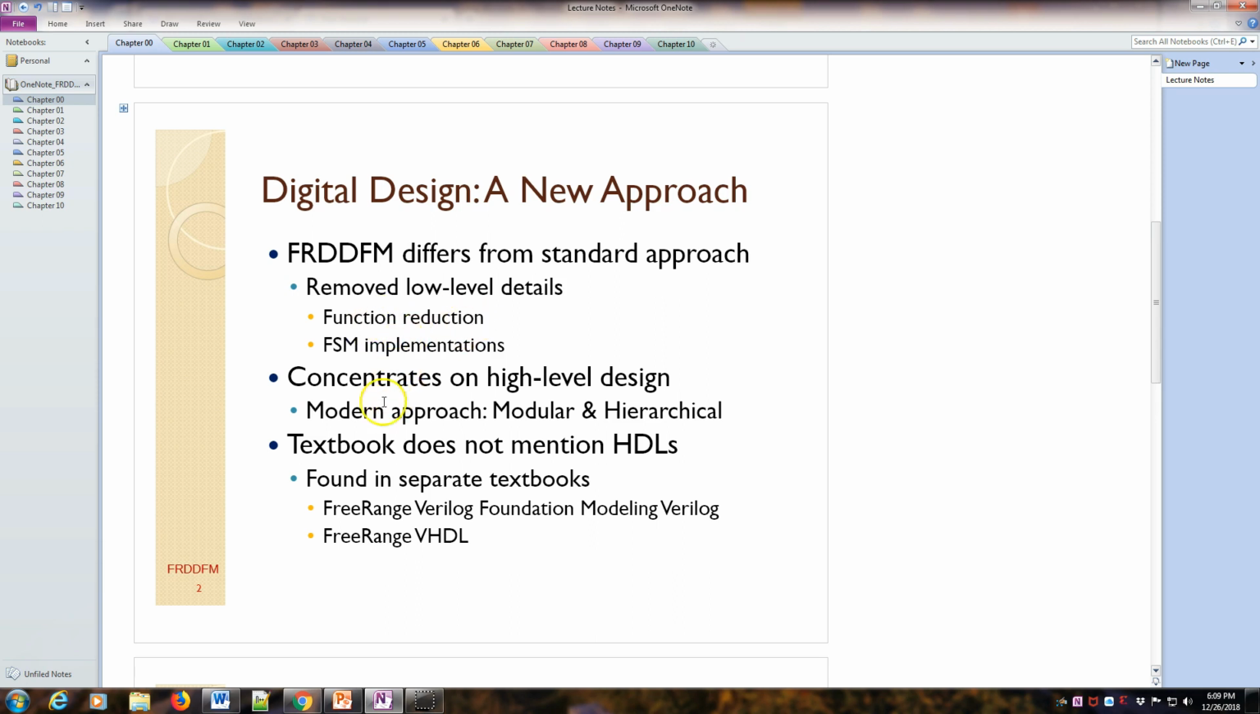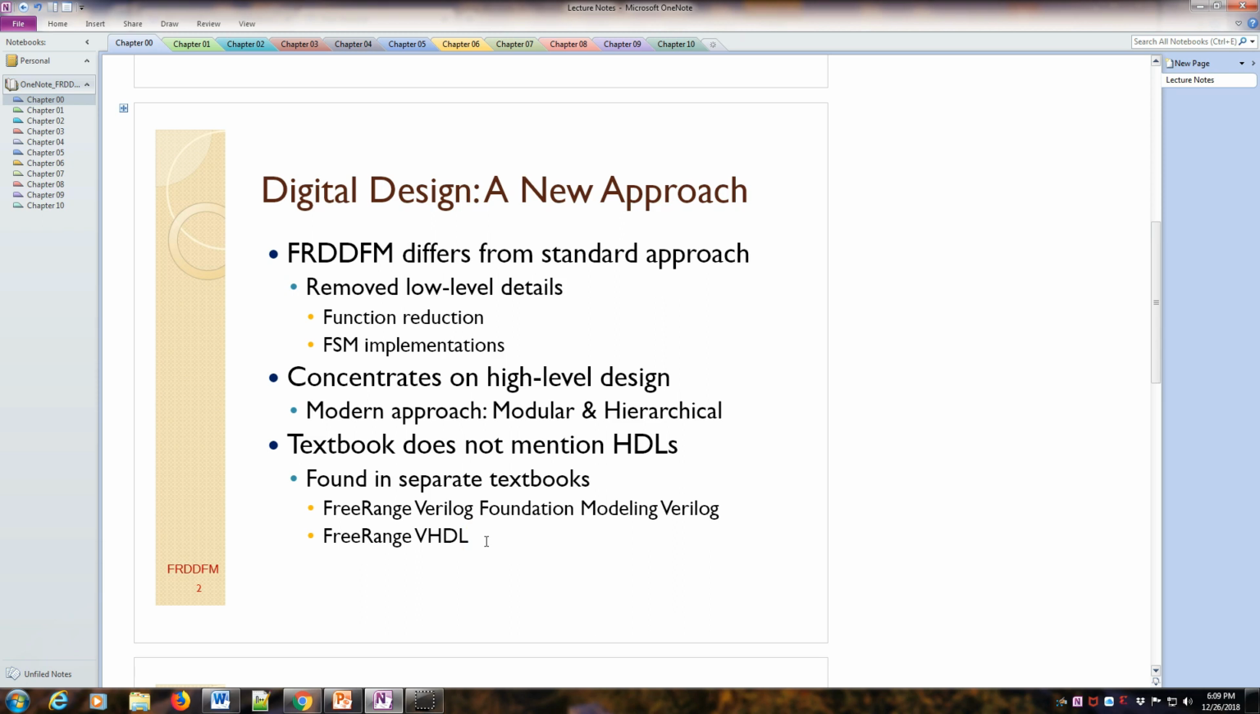So another thing is this book does not mention hardware description languages. There's essentially two hardware description languages out there, which is Verilog and VHDL. I've included those in separate books. One is the Free Range Verilog Foundation Modeling. There should only be one Verilog in there, not two Verilogs. And there's also a Free Range VHDL book out there. I'm not focused on foundation modeling, which will make a little bit more sense later, but it has what you need to know to get you started in VHDL.